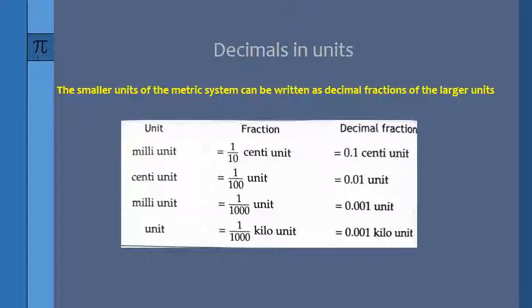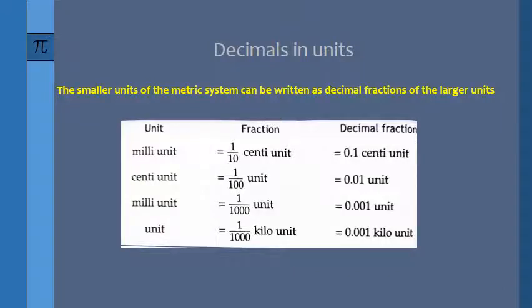1 centiunit is equal to 1 upon 100 unit, and so it can be written as decimal fraction, which is equal to 0.01 unit. 1 milliunit is equal to 1 upon 1000 unit, which is equal to 0.001 unit when written as decimal fraction. 1 unit is equal to 1 upon 1000 kilo unit, and when it is written as decimal fraction, it will be equal to 0.001 kilo unit.